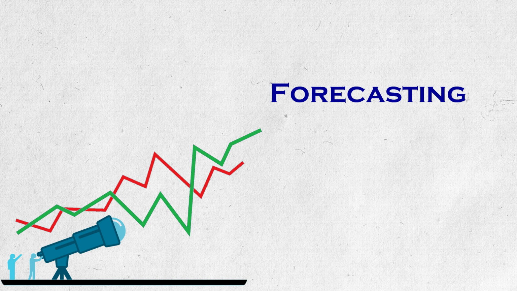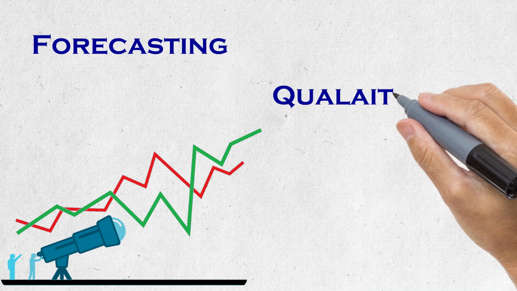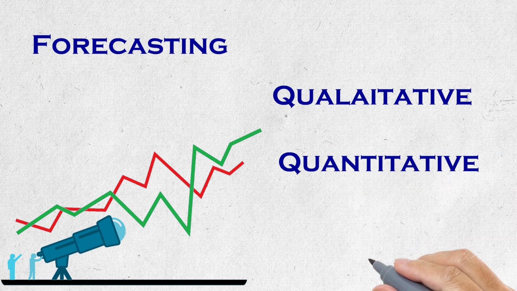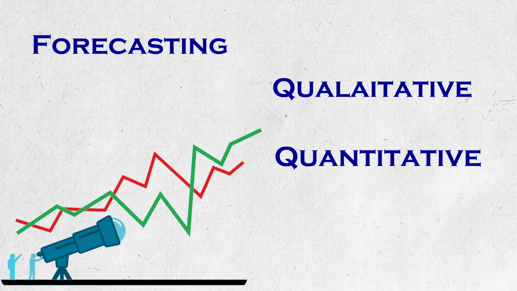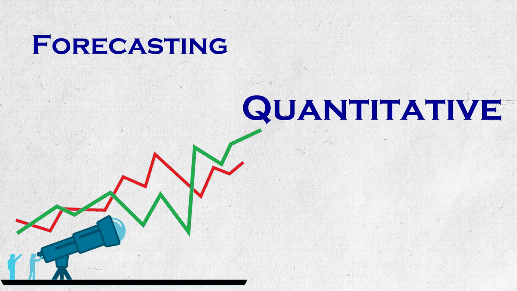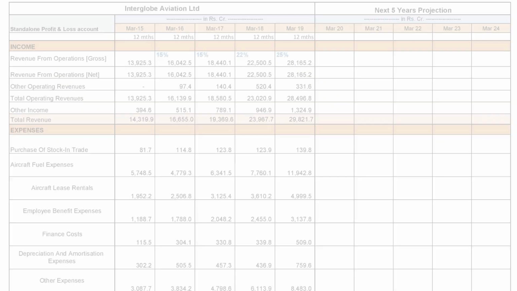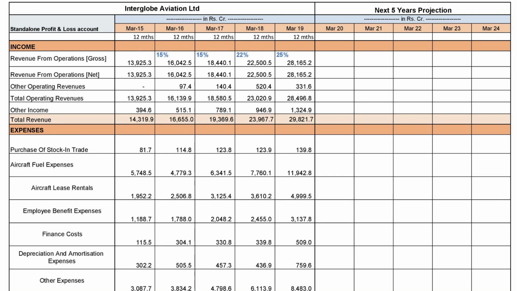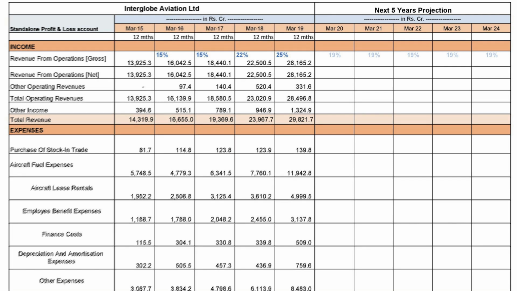There are many types of analysis which focus on qualitative and quantitative fundamental analysis. Since this is quantitative analysis, we are considering only number factors, keeping all other factors constant. Out of many techniques, we will use the simple averaging method to forecast. Moving on, we need to take the average growth of revenues of the past 5 years. In this case, the average growth rate is 19%.